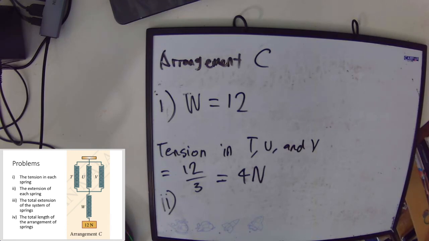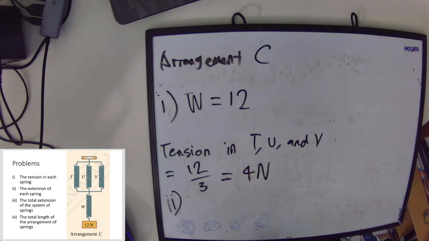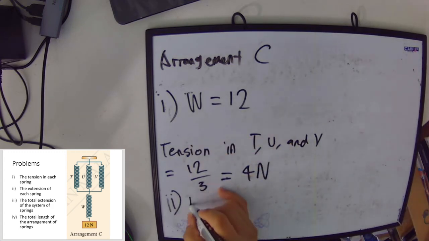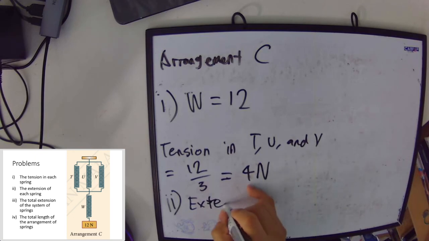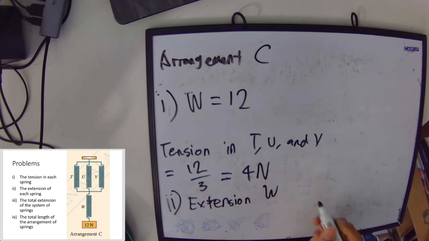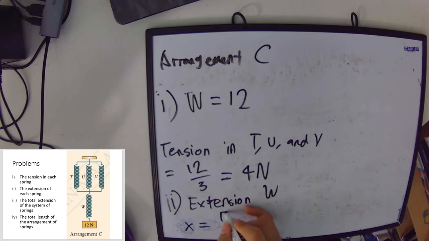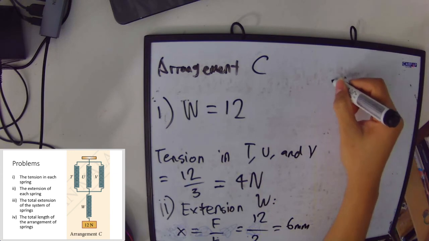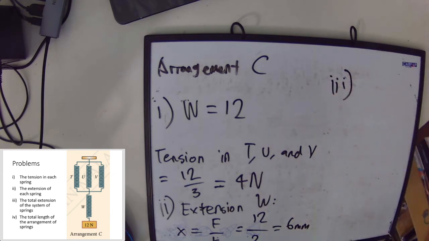So we'll start with W. Extension of W, we'll use the same formula. So extension of W equals X equals F over K. And so force is 12, spring constant is 2, therefore 6 millimeters. So extension of W is 6 millimeters. Just like one of our earlier questions.